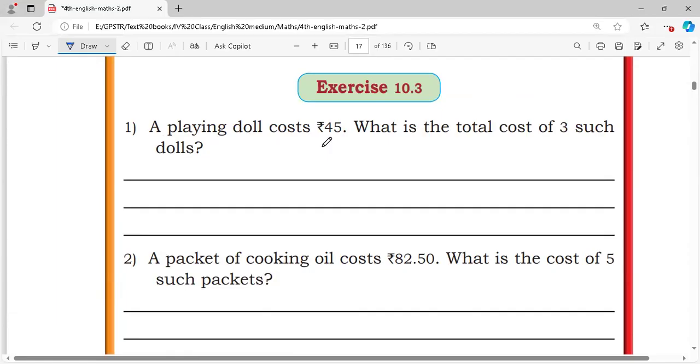First one, a playing doll costs 45 rupees. What is the total cost of 3 such dolls? One doll costs 45 rupees. 3 cost 45 into 3. 3 fives are 15, carry 1. 3 fours are 12, 12 plus 1, 13. 3 dolls cost 135 rupees.